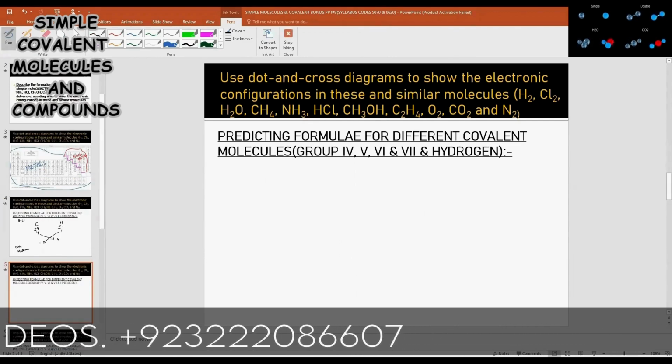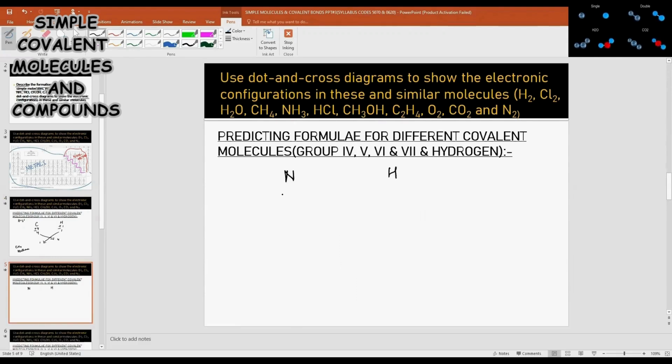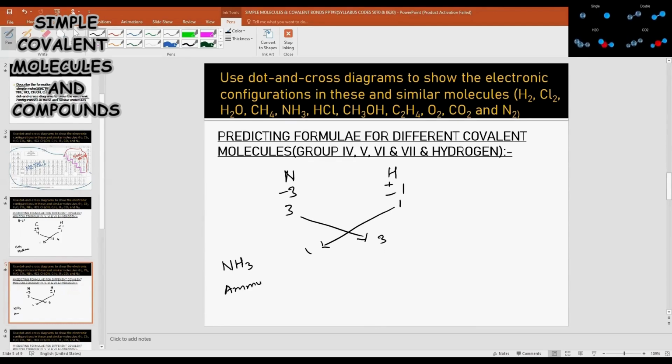Now let's do it with group 5, between group 5 and hydrogen. I'm taking nitrogen from group 5 and hydrogen. The valency of group 5 is -3, hydrogen +-1. Ignore their charges. These subscripts will be exchanged. So the formula will be NH3. The name is ammonia. It's a compound used in the manufacturing of fertilizers.